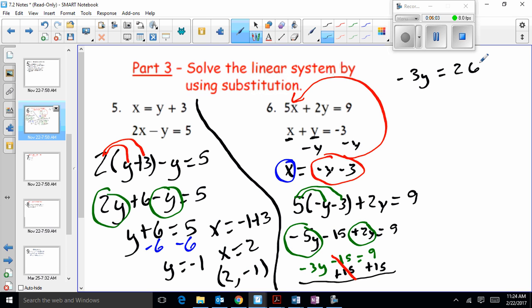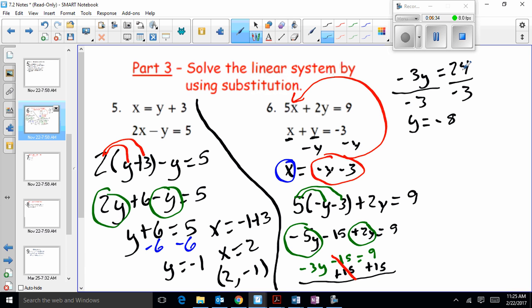Somebody tell me I'm wrong, because I am. That equals 24. I know you all were paying attention and caught that error. Okay, so we have 24. There we go. Divide by negative 3 to get y by itself on both sides. And y equals negative 8. 24 divided by negative 3 equals negative 8.